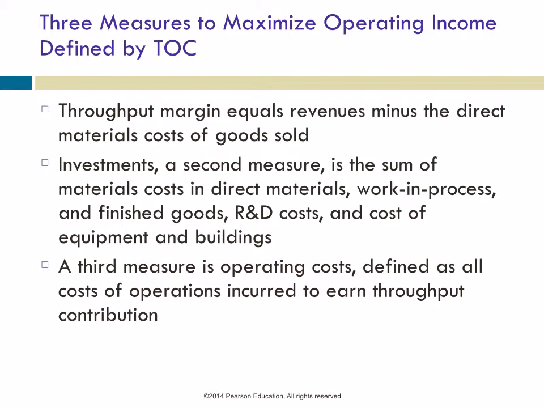Investments, which is the second measure, is the sum of materials costs in direct materials, work in process, and finished goods, research and development costs, and costs of equipment and buildings. And then the third measure that we look at is operating costs. And that's basically defined as all costs of operations incurred to earn throughput contribution. So that's basically all the operating costs except for direct materials.